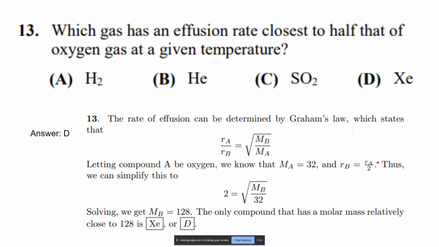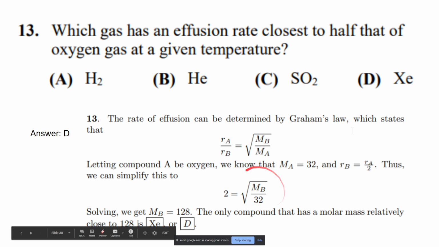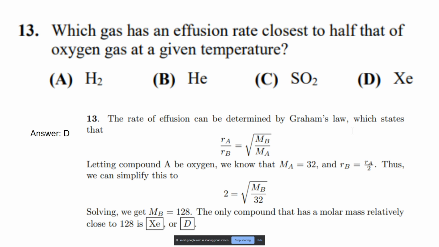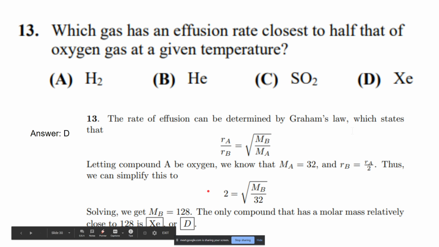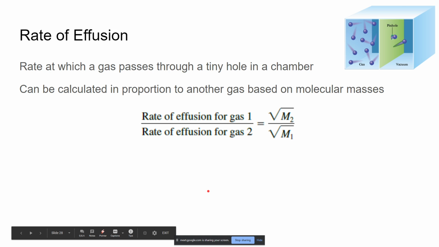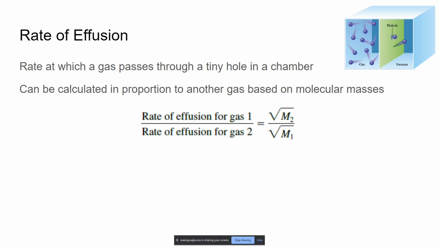Then it's just a matter of plugging that in here, and you get basically this formula right here. If you square both sides and multiply the 32 to that side, you should get that MB is 128. Then it's just a matter of looking through the options and seeing which one is closest to that. Xenon is 131, so that's the closest to 128. So just have that equation memorized, and hopefully it's easy from there.